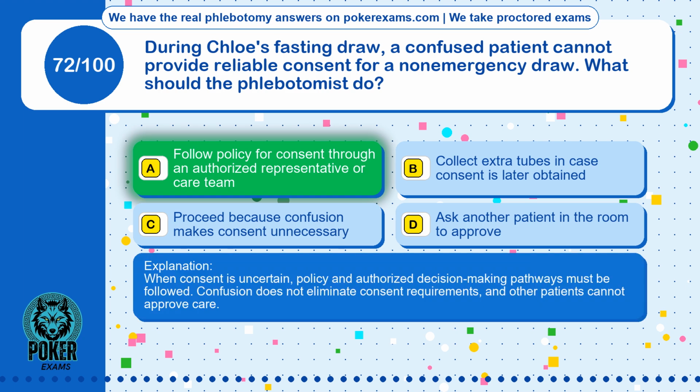When consent is uncertain, policy and authorized decision-making pathways must be followed. Confusion does not eliminate consent requirements, and other patients cannot approve care.